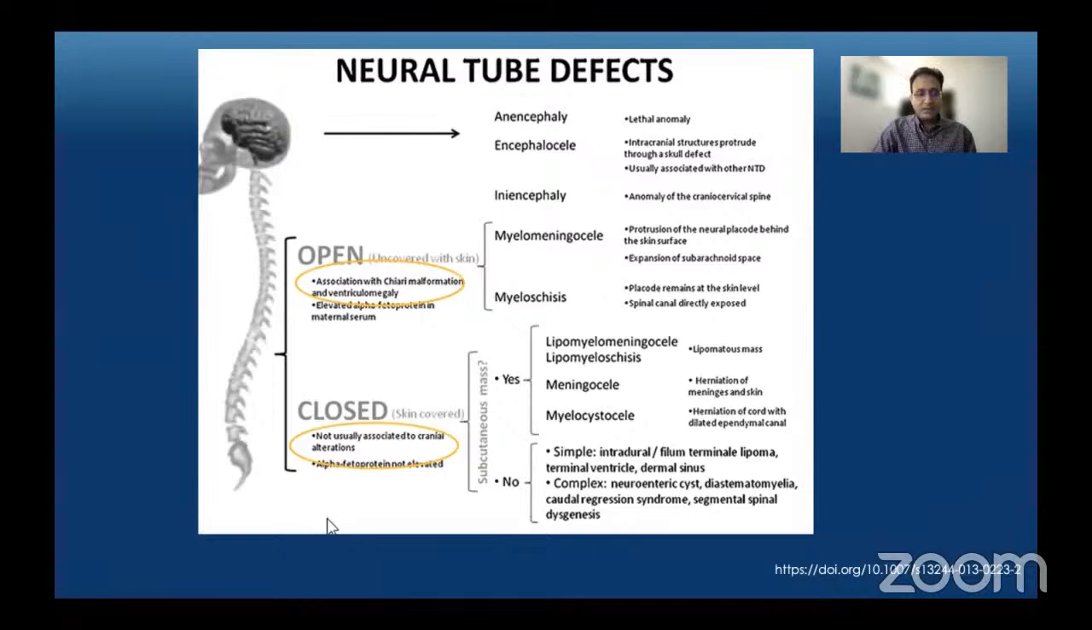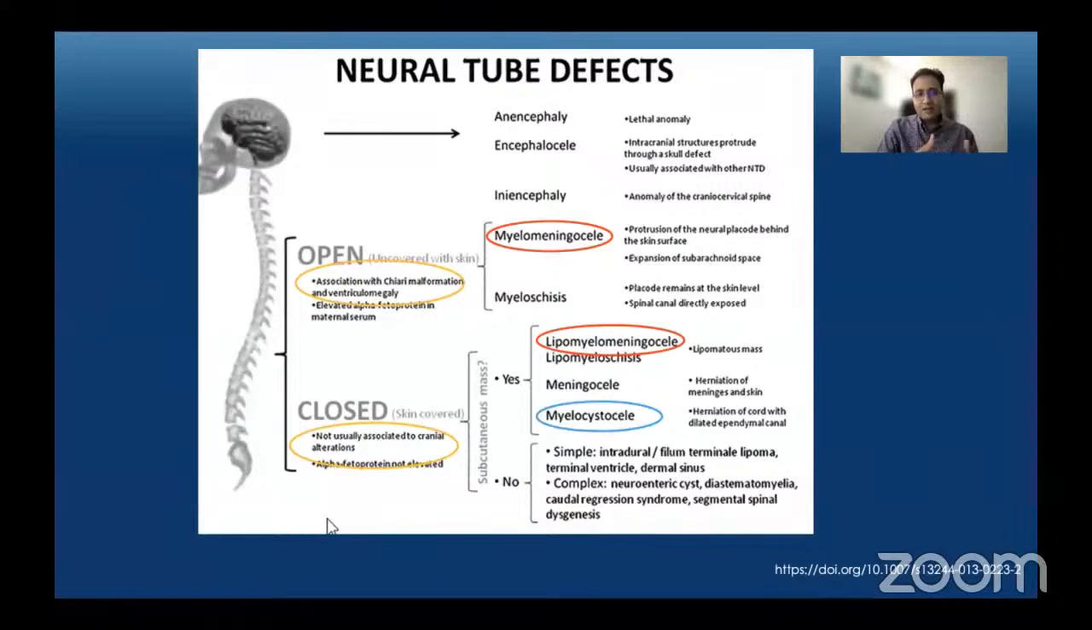The two open neural tube defects which you need to remember are the myelomeningocele, which is by far the most common, and the second is myeloschisis or myelocele. The most important closed neural tube defect, which will present with the skin-covered subcutaneous mass, is lipomyelomeningocele, and then you have the less common myelocystocele, like we saw in this case.